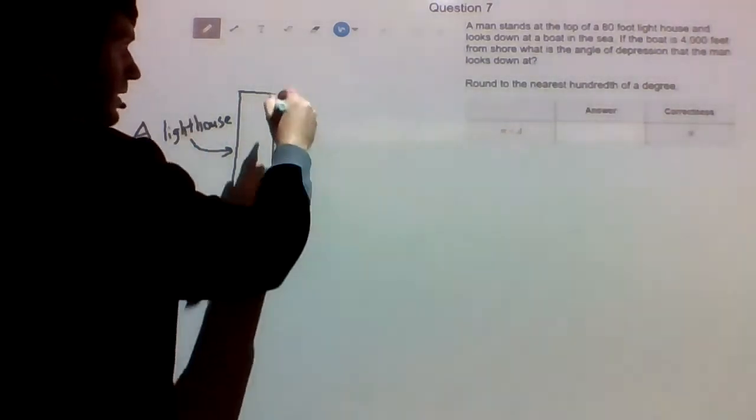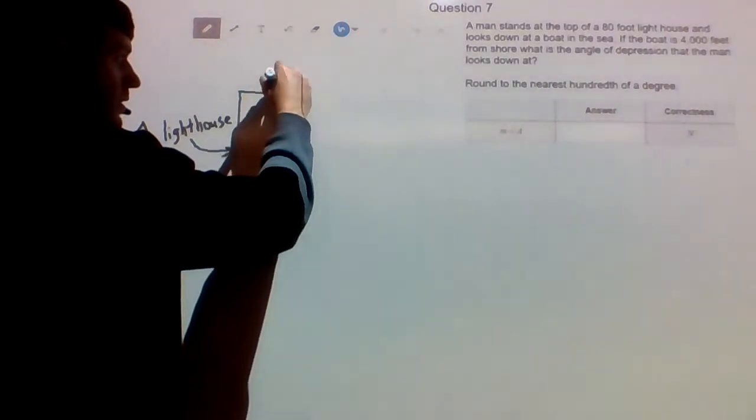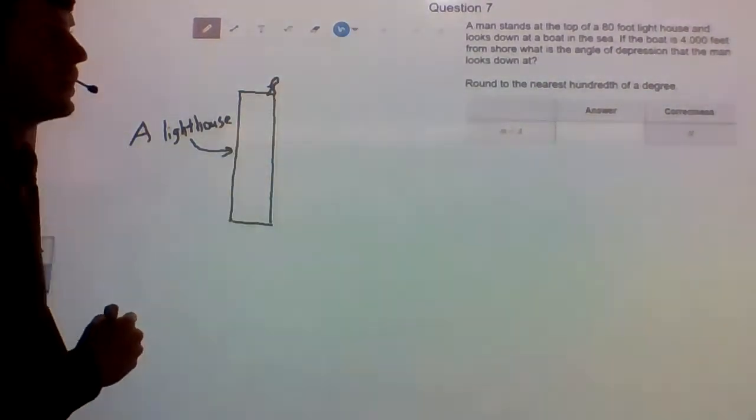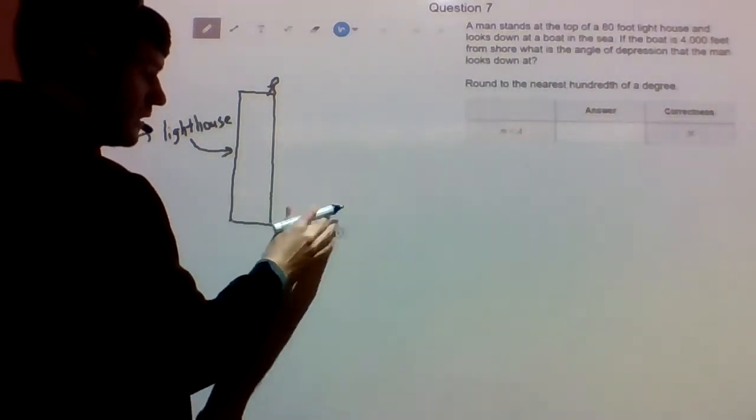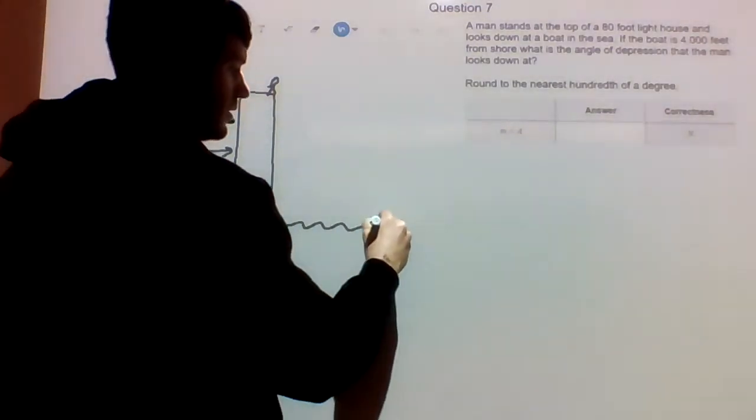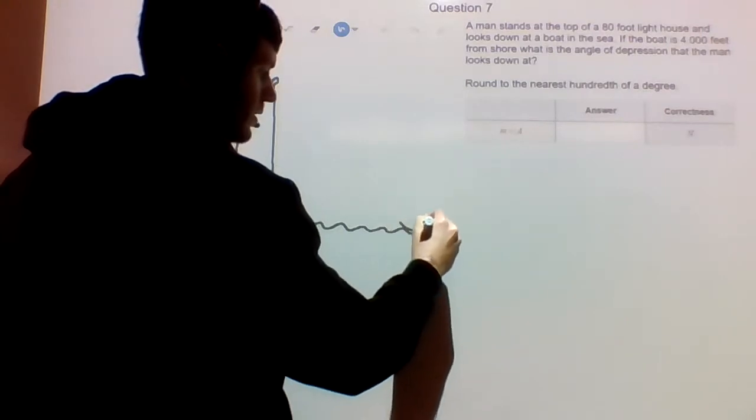Okay, there's a man standing on top of it. So here's the man. And he looks down at a boat in the sea. So he's on the shore, right? The lighthouse is right on the shore. So here's the sea. Okay, and there's a boat out here.